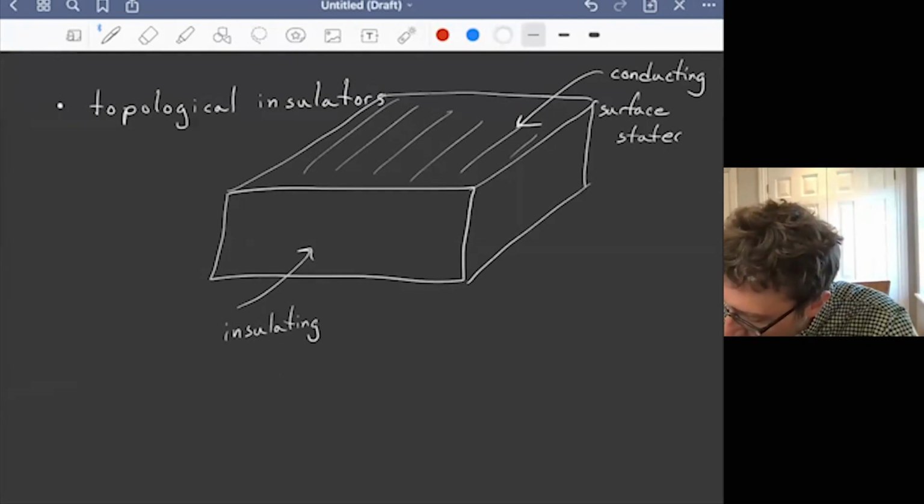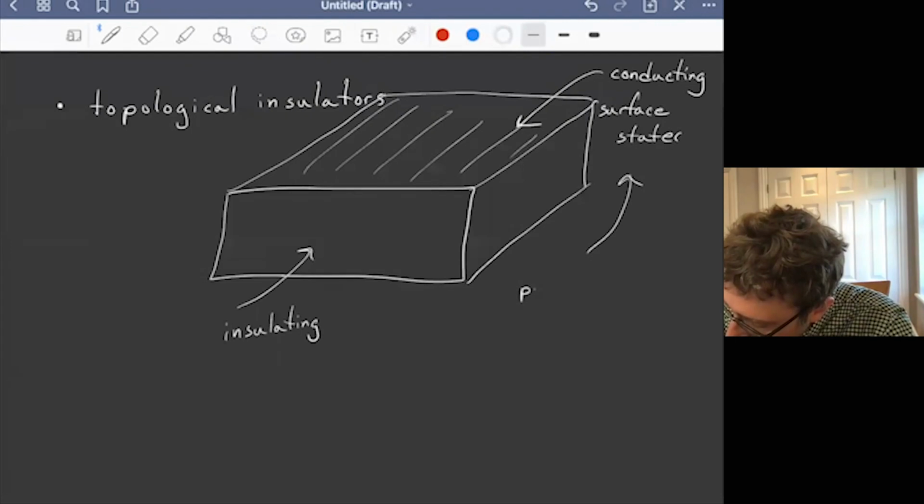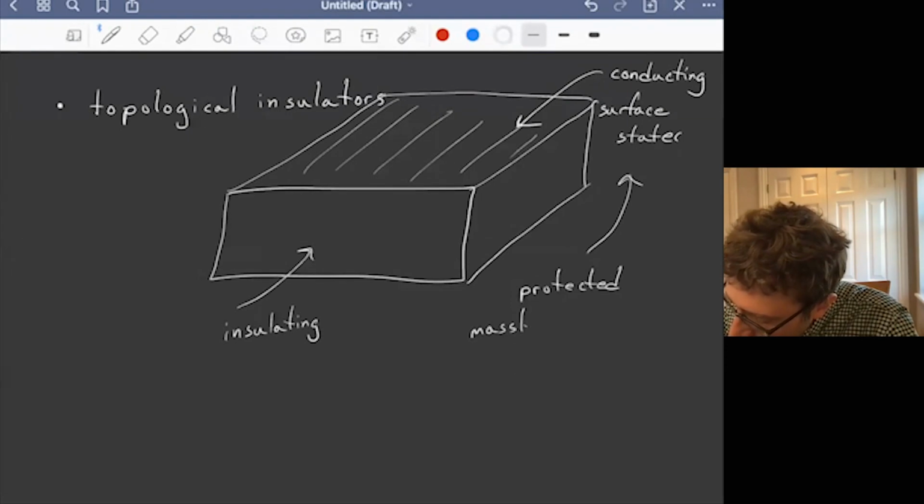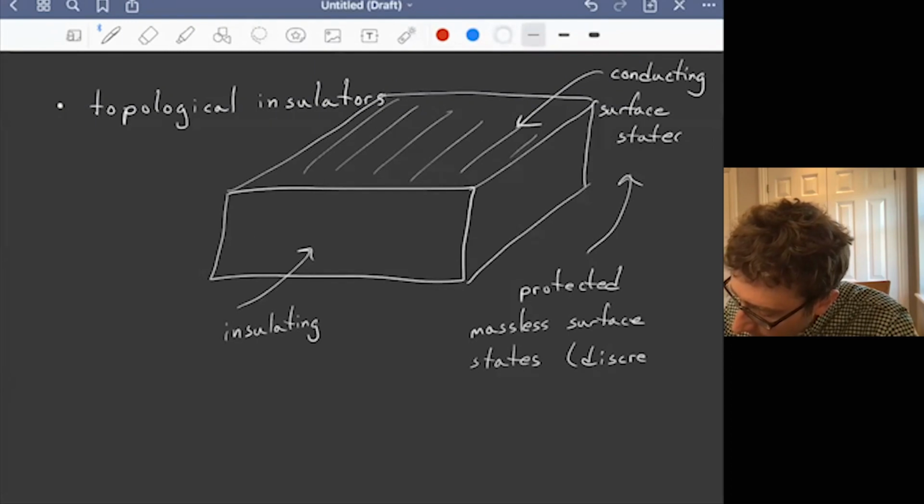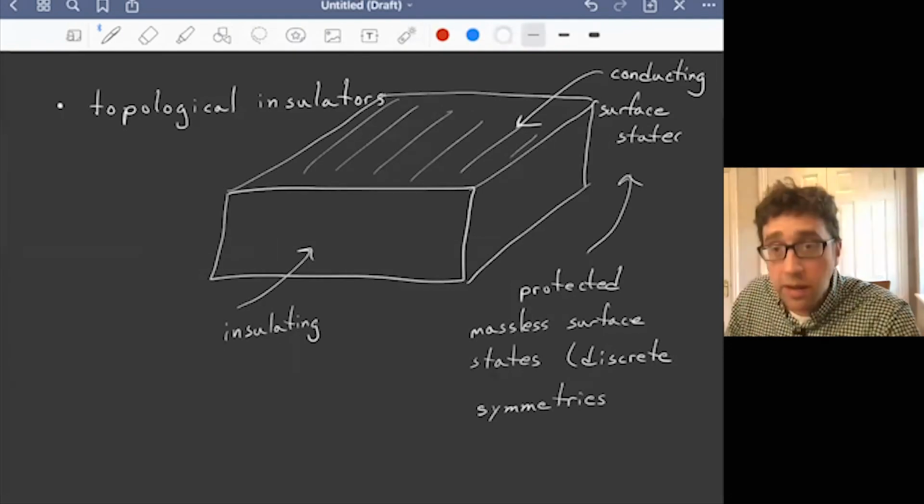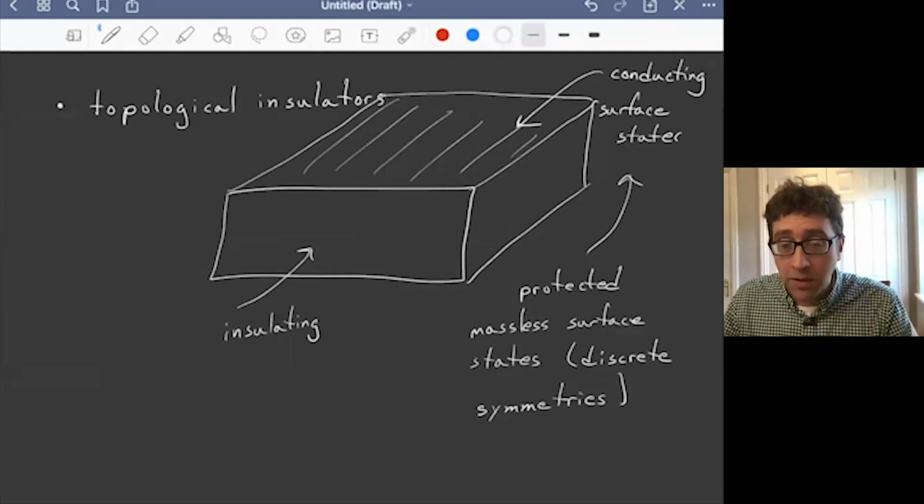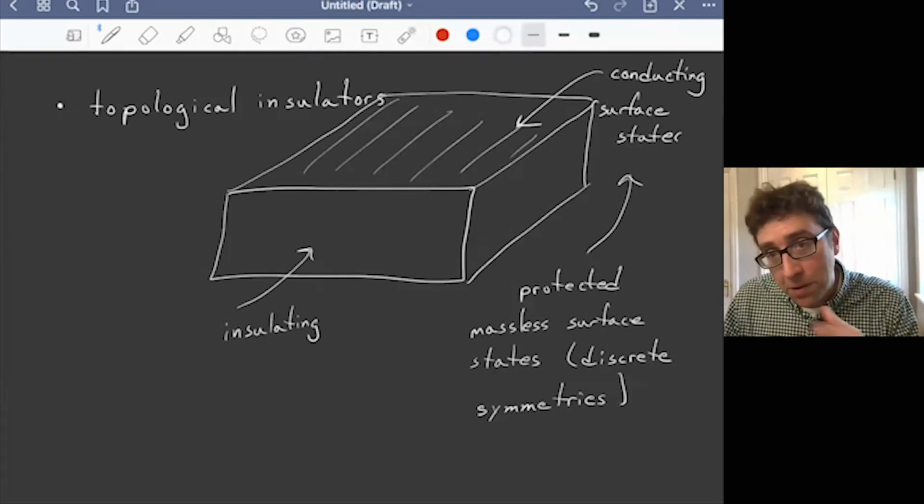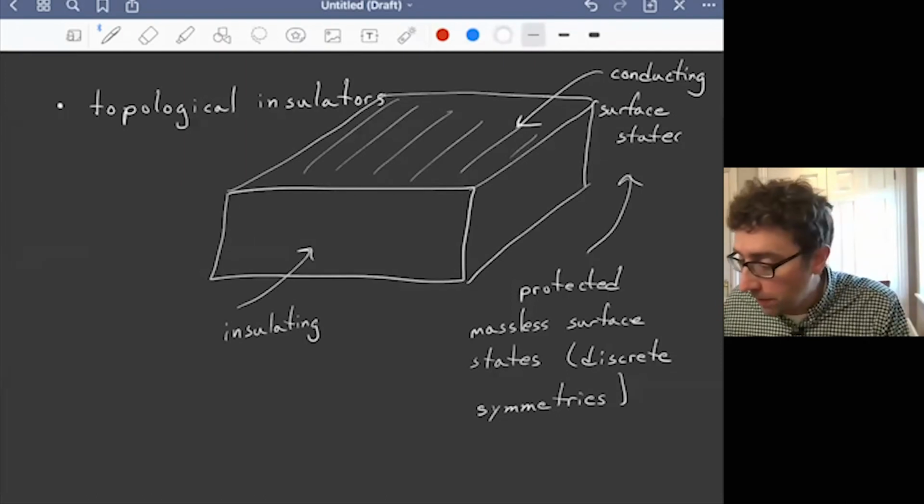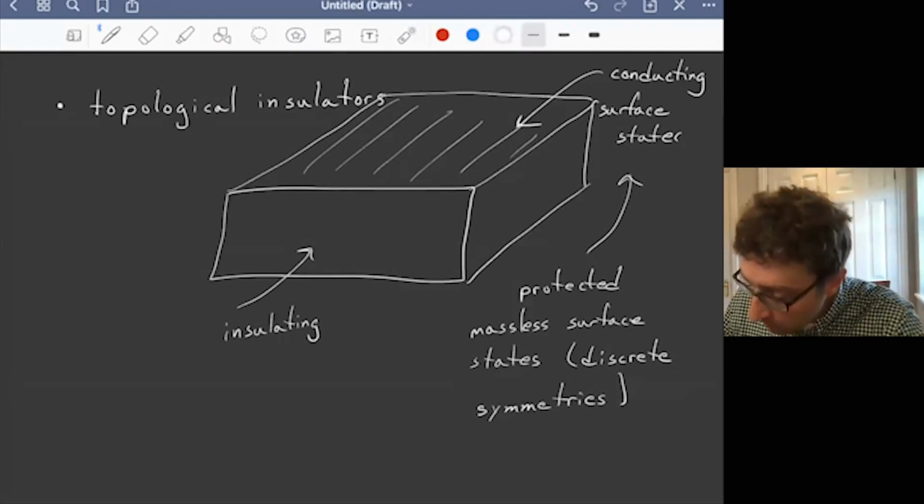And the claim is that they're protected. They have protected, massless surface states. They're protected by symmetries, usually discrete symmetries. And these have been very important in the condensed matter community. They actually have physical examples of these compounds. You can go and look at their electron spectra and measure the conductivities in various ways and see that they have the properties they should. So they're experimentally realizable.